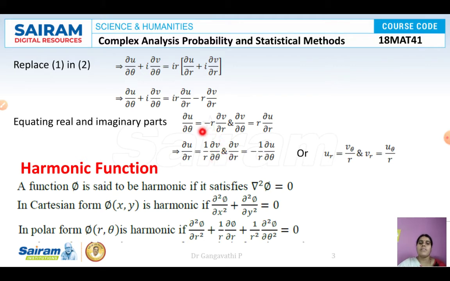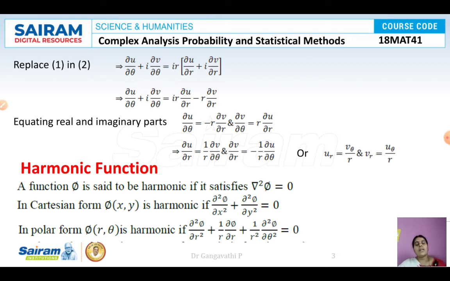And from this, ∂v/∂r, transfer this minus r towards the other side. So minus 1 by r into ∂u/∂θ. So you can remember them in your own way. There is nothing like you should remember only in this form. You can remember in any form, and the only thing is, whenever you are using it, you have to use it appropriately. So which is nothing but u_r is equal to v_θ by r, and v_r is equal to minus u_θ by r.